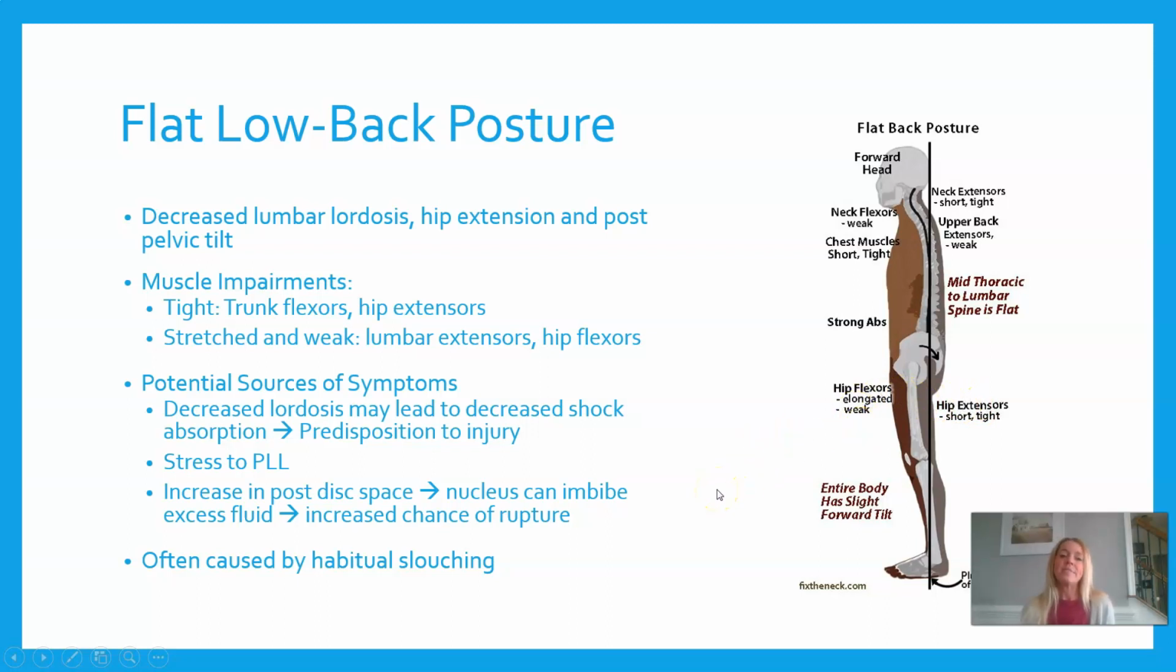Your potential sources of symptoms here, because of this decreased lordosis in the low back, that can lead to decreased shock absorption of the lumbar spine, which can then predispose the lumbar spine to injury. It can stress the posterior longitudinal ligament. It'll also increase the posterior disc space. Now we're opening up the disc space in the back, more space between the vertebrae. Because of this, the nucleus can now actually imbibe more fluid than usual, which can increase its chance of rupturing, just like we talked about in modalities. The most common cause of this posture is just habitual slouching.